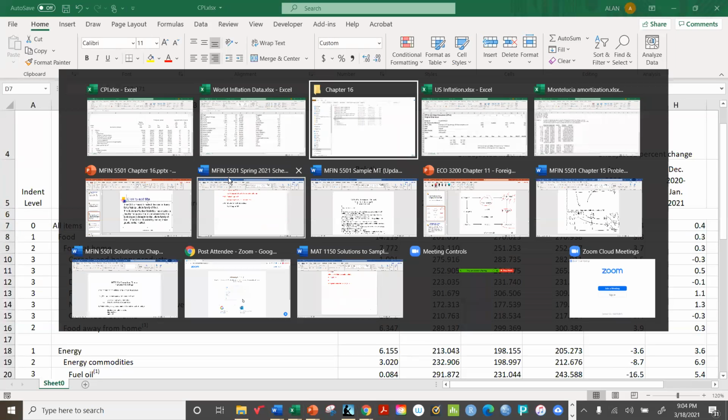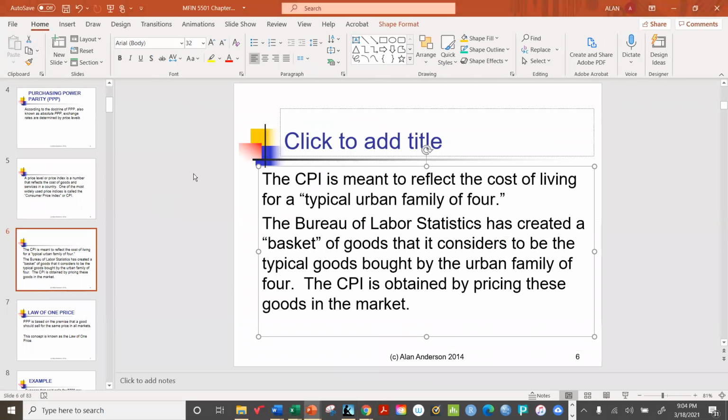So let's go back here now. The idea here is that the CPI, whatever that number is, reflects the cost of living in the United States. And that's why it's called a price index. That's all it is. It's a reflection of the overall cost of living in the United States. Now, every country has an equivalent measure.